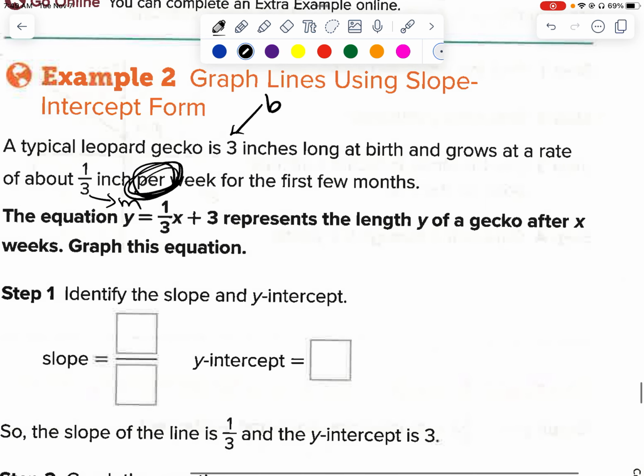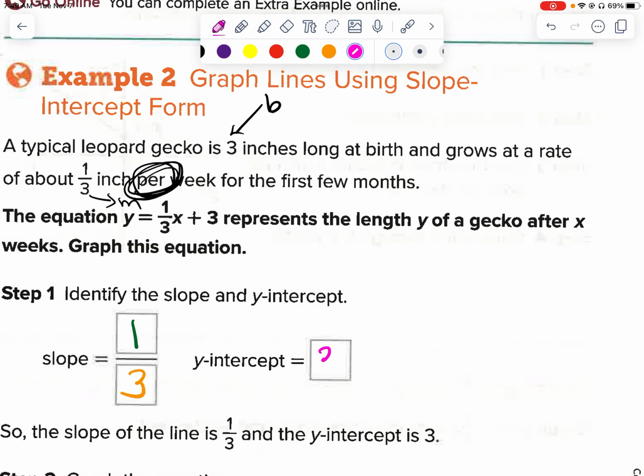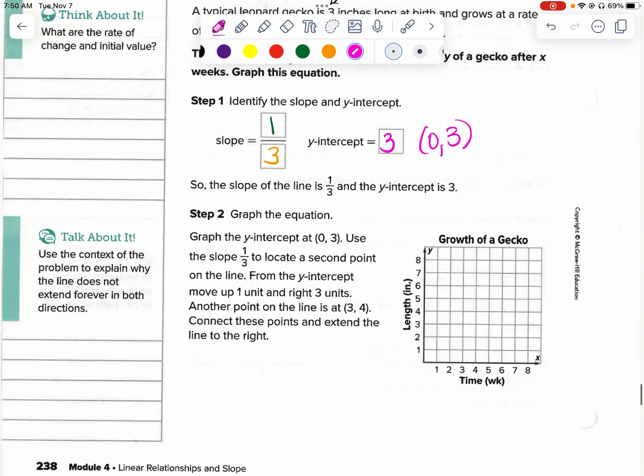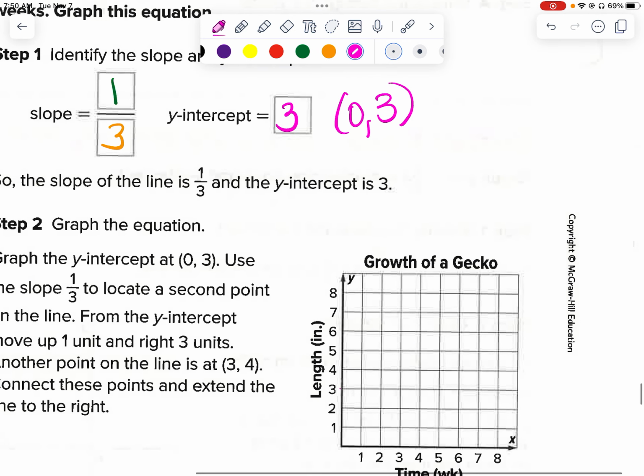So my slope is 1 over 3. My B value, my y-intercept is 3, and I like to write it as the point 0, 3. So then I'm going to graph that point, 0, 3. I'm going to come here and I'm going to plot that point. Then from that point, I'm going to go up 1, and I'm going to go to the right 3. And I'm going to plot a point.